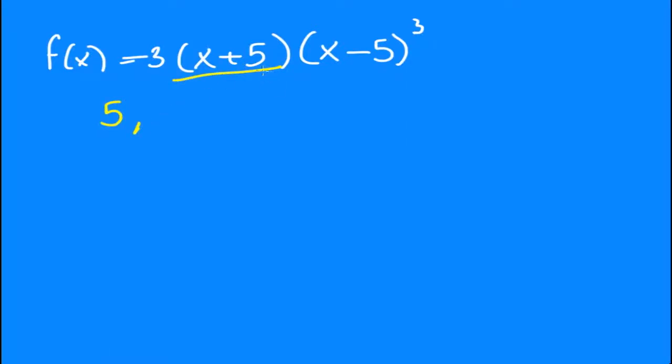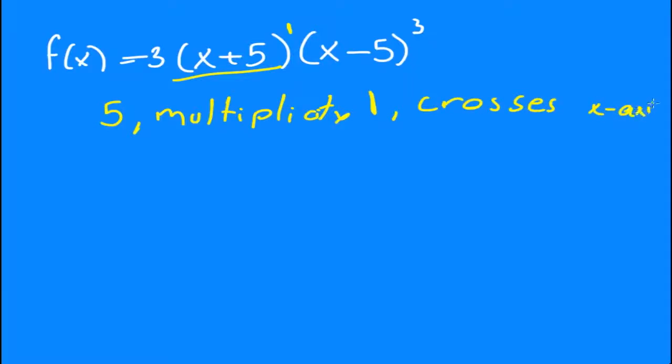For this one, we get a 5 with a multiplicity of 1. So multiplicity 1. And what does it do? Does it cross or touch? It crosses the x-axis. Because odd multiplicity crosses and even multiplicity touches. So odd crosses, and even touches.